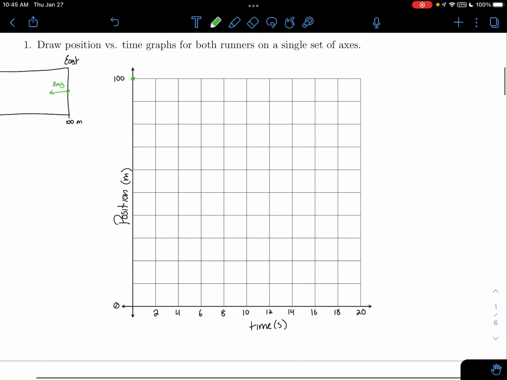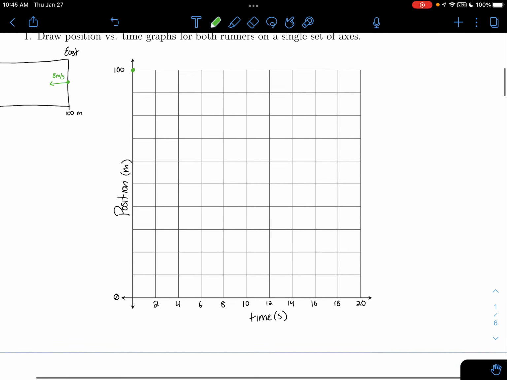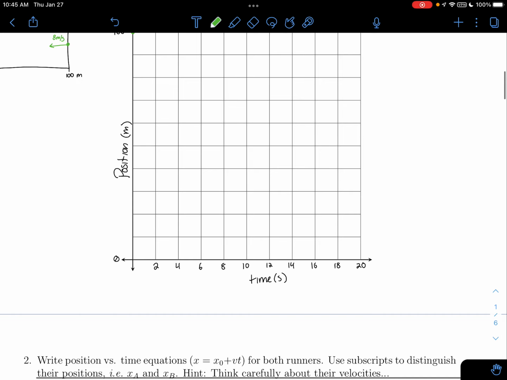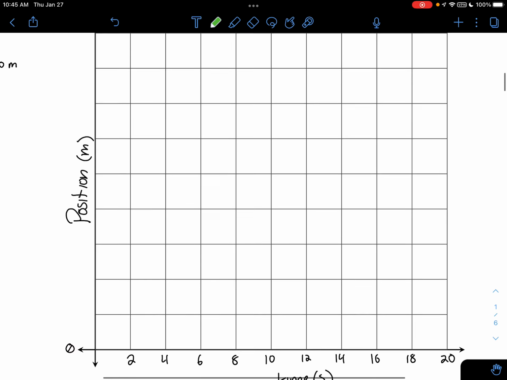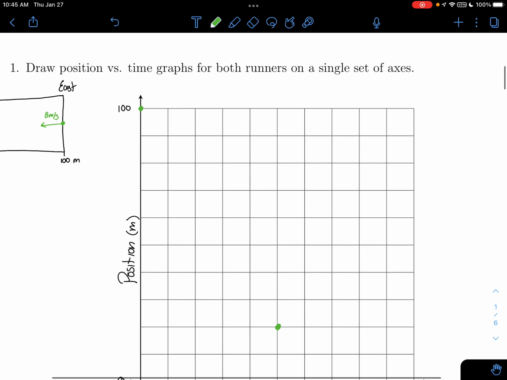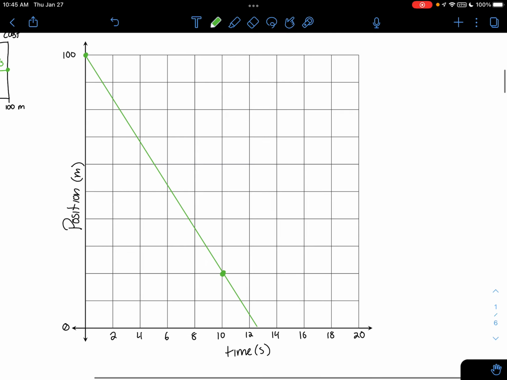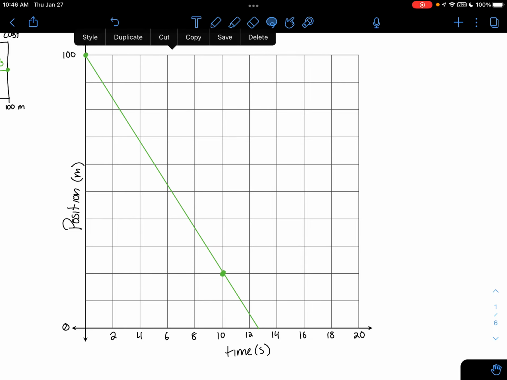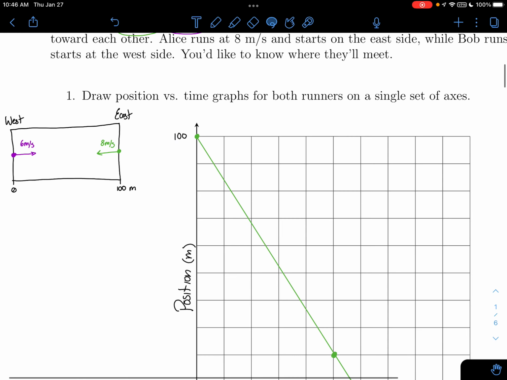So if I roughly estimate that, it means after 10 seconds, she's going to go 80 meters, and now I'm just going to draw a straight line between the two. It goes just like that, and I'm going to extend it all the way down to the axis. All right, there's Alice.